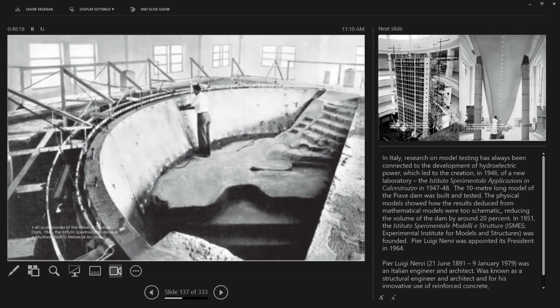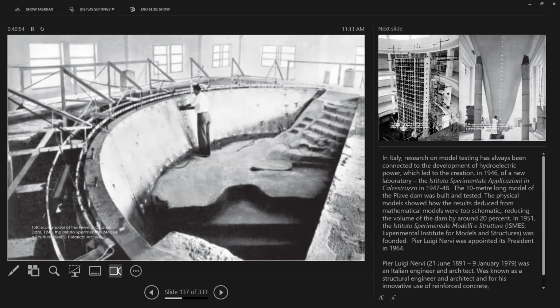I don't know how to say it, the Experimental Institute for Models and Structures. This is where Pier Luigi Nervi was. And they used to test dams here, giant physical models of dams, because this was university and public funding, and also for actual projects. So it was sort of combined university, government, and actual building projects, very tied to hydroelectric power. And so that's why it got going.